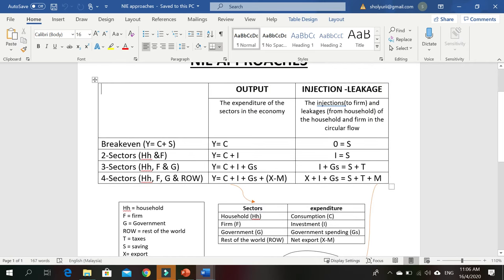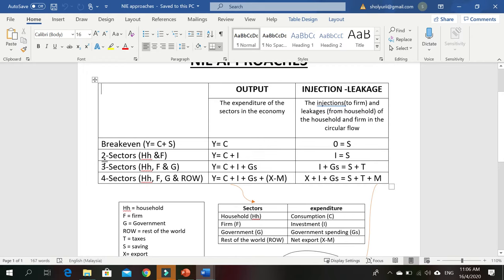Okay, so bila dia kata break even, okay, break even ni maksudnya balik modal, meaning that kita tak saving langsung, kita guna semua income yang kita dapat untuk berbelanja. So dia formula dia akan jadi Y equals to C. There is no saving. So ikut kat sini, kalau Y 500, C adalah equals to 500. So what happen to saving? Saving jadi kosong.